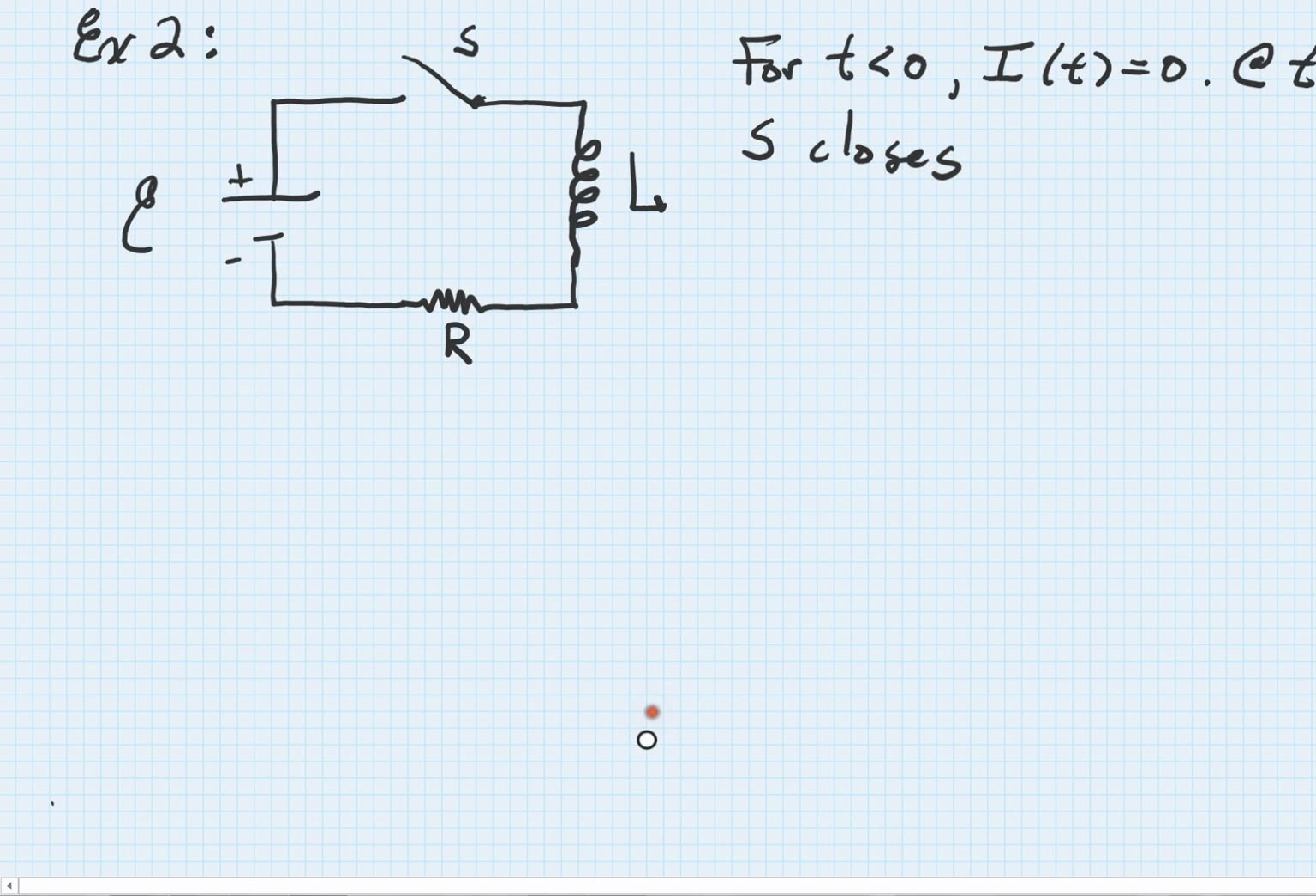So we're going to close the switch and thereby make an electrical connection. And the question is, what then is the current going to be, I, for times t after 0? How will this thing behave?